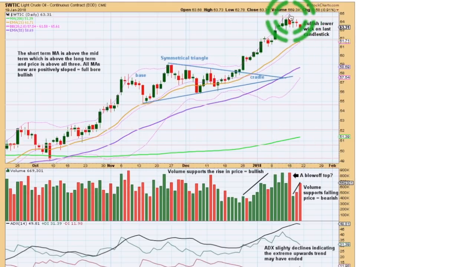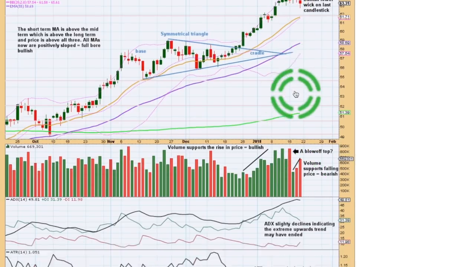We have, however, a high possibly in place with a blow-off top, and now the last 3 days of downward movement comes on increasing volume. So while at the monthly chart level this rise in price has declining volume, for the short term we now have falling price on increasing volume. That adds a little bit more support to the idea that we might have a high in place up here.